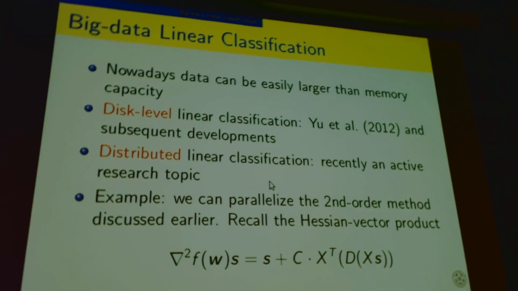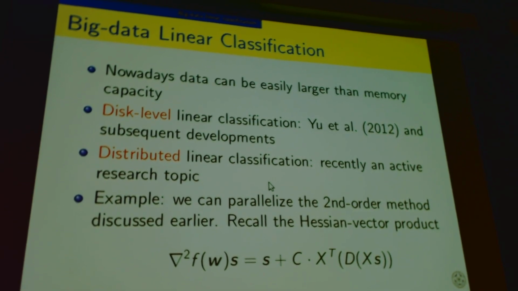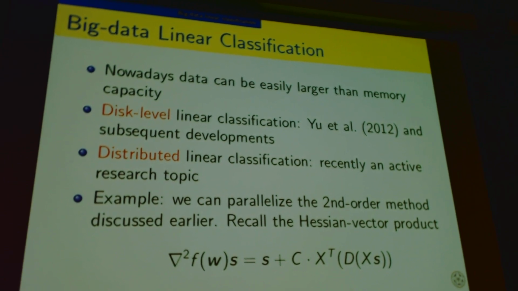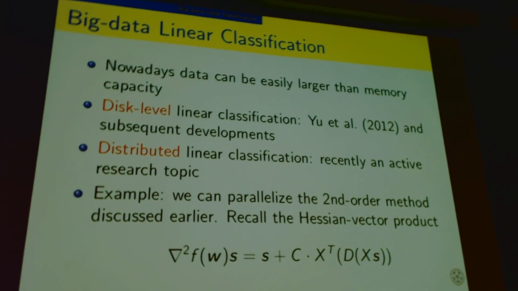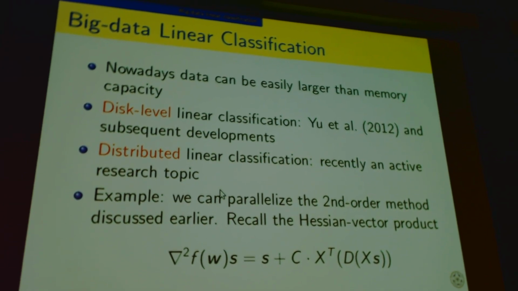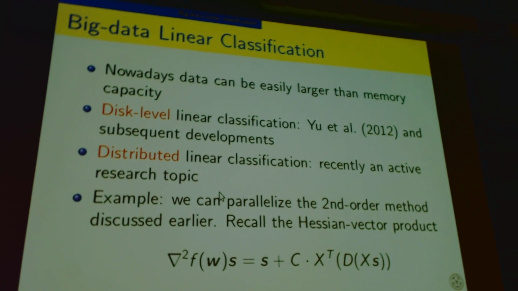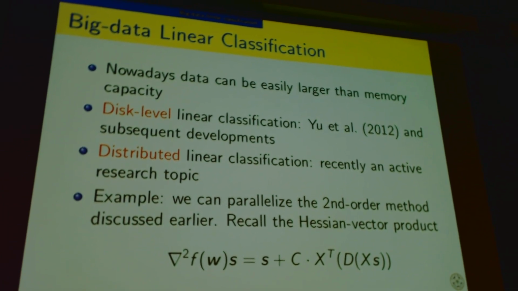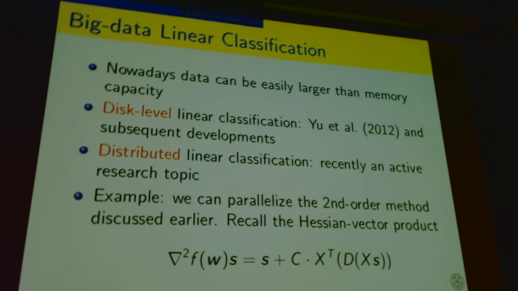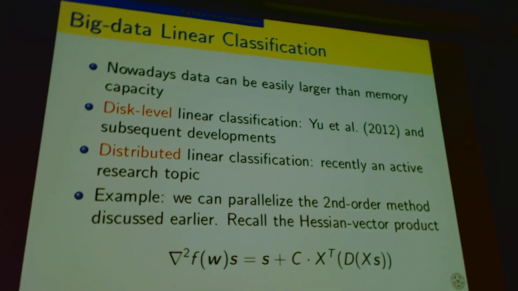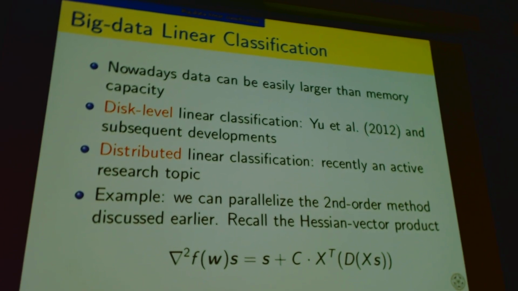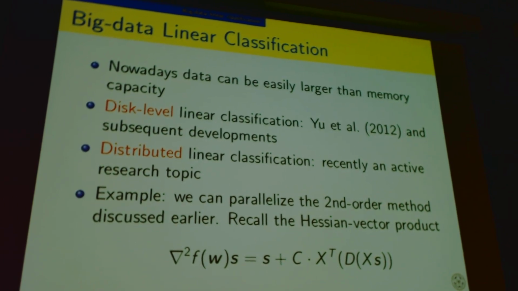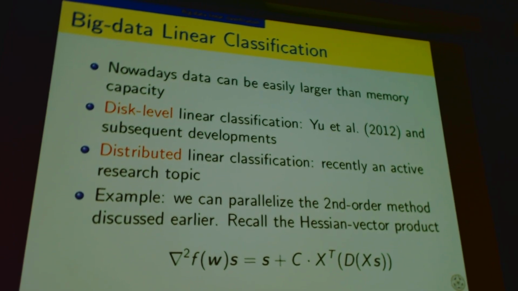Okay, but if the data is even bigger than the capacity of disk, what can we do? Well, we need to do distributed linear classification. Yeah. So this is recently an active research topic. So how to do the distributed training? Well, basically you can just try to parallelize all the existing machine learning methods, or say all the existing optimization methods. But the problem is that some of them can be more easily parallelized, but some of them are difficult because they are sequential in design.